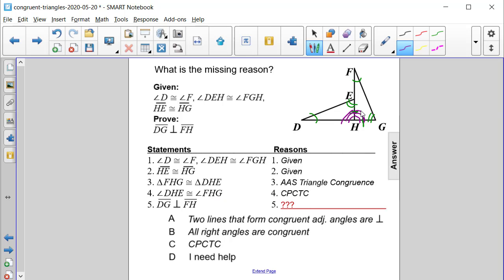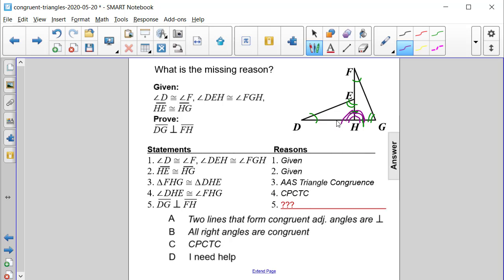Now, if we look at these two angles and their relationship to one another, we can see that they are a linear pair, meaning they sum to 180, or are supplementary. And they're also corresponding parts and are congruent.